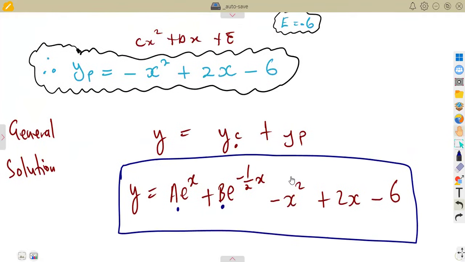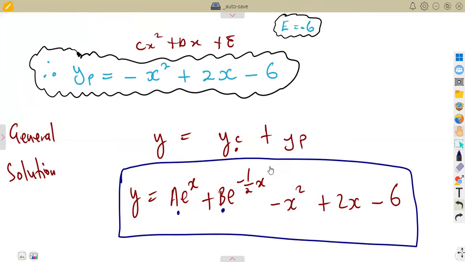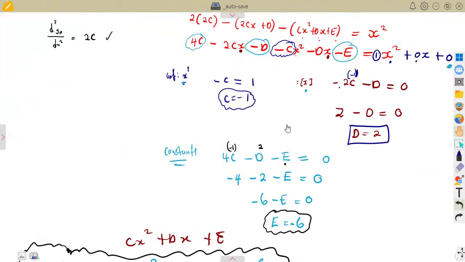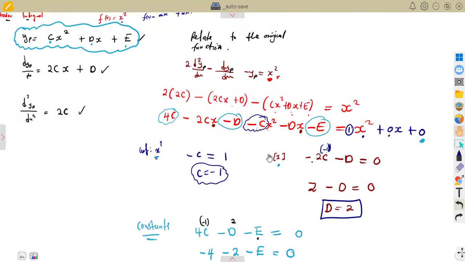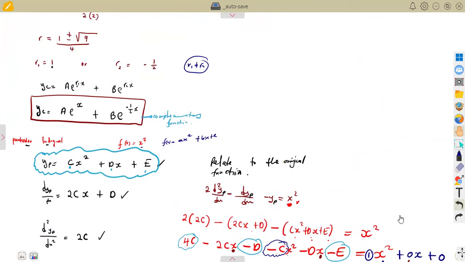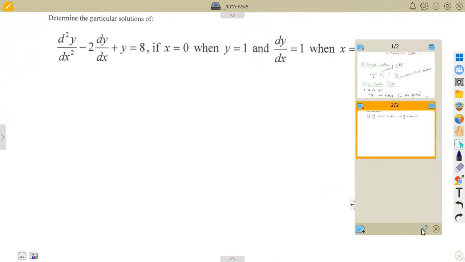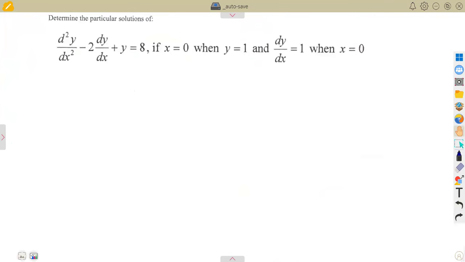Just like that. As we can see, you have to be careful about what it is that you're supposed to determine and how you determine that part. There are so many questions, so many presentations. Like I said, we need as much time as we can so that we'll be able to properly talk about this. The other question was to determine the particular solution given this.